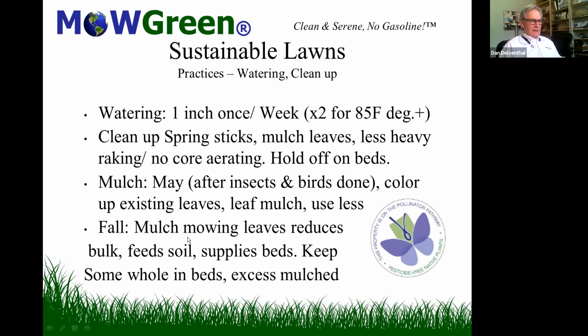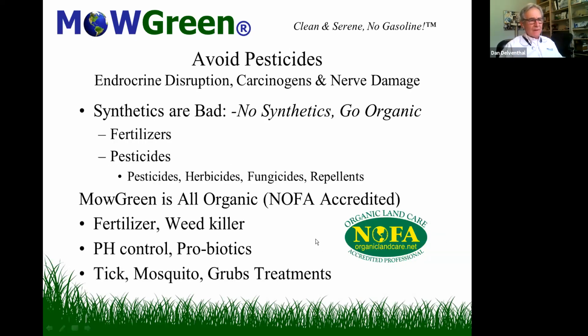And in the fall, mulch mowing leaves reduces bulk, feeds the soil, and you can supply the beds with some of those leaves. Ideally, some whole leaves go into the beds, and any excess is mulched, and maybe some more put on the beds. And ideally, you leave the plants up and the leaves in the beds for the winter. Best practices advocated by ALT and Pollinator Pathways and Healthy Yards, folks like that.